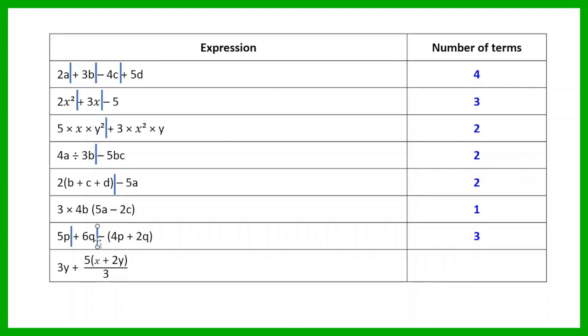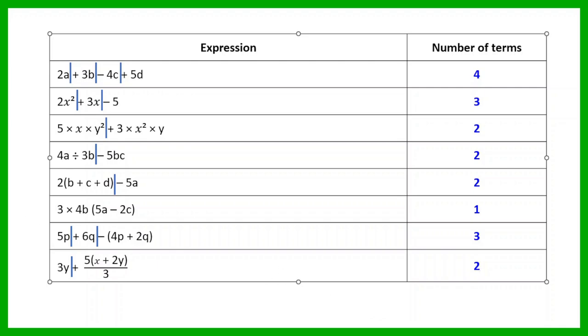And then the last one, we've got a plus over here that I'm going to put a term line in front of. The 3y is separated from this whole fraction. There is a plus inside there, but I don't count pluses or minuses that are inside brackets or fractions, or brackets, which is also a bracket in the fraction. Okay, so I've got over here 2 terms in that expression. So that's what you should have got for that table.